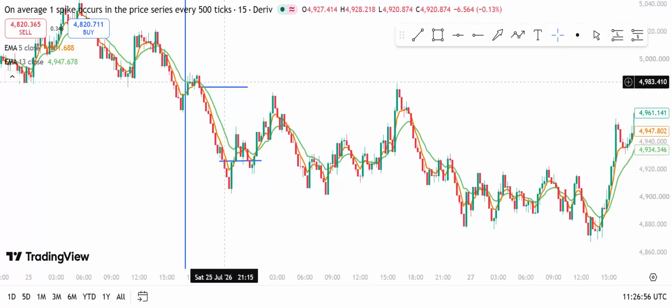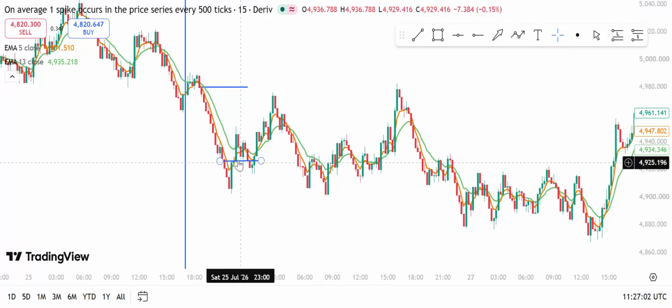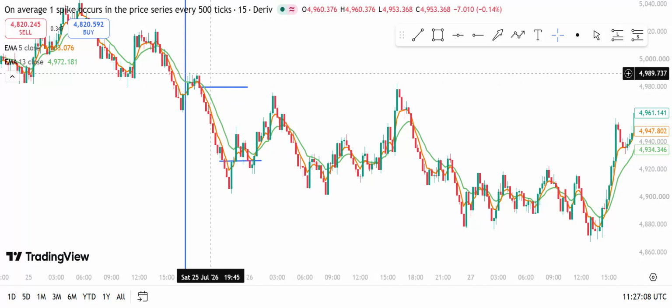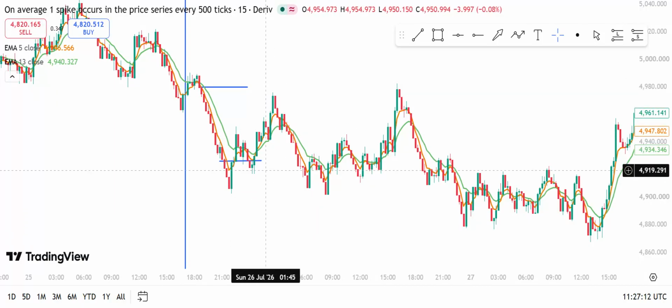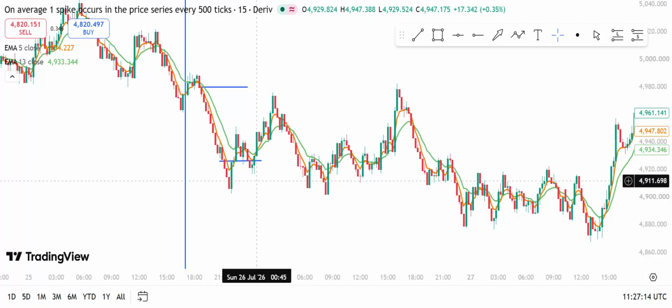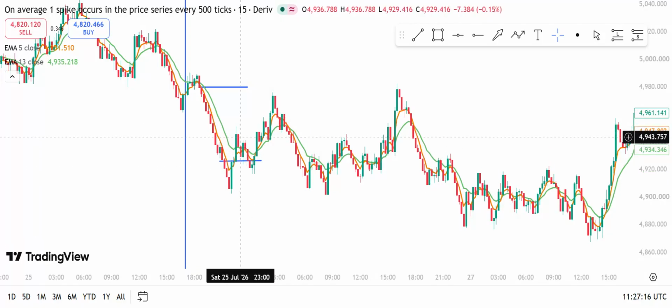Okay, so this is our sell entry on 15 minutes. Then this is our take profit right there. Once we see this, we are out. And then we can wait for the next entry, which happens when we reverse. We are having a reversal.